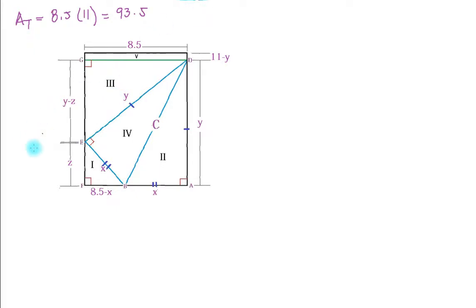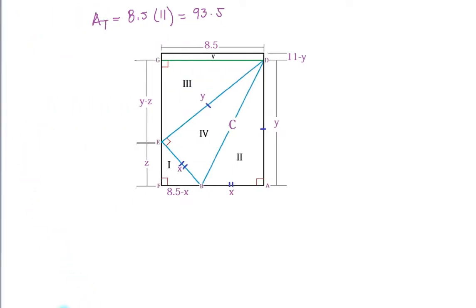The area of the first area, let's scoot over here. We have area 1, which is 1/2, because it's the right triangle, of the base, which is 8.5 minus x, times the height, which is z. Now area 2 is 1/2, because again it's a triangle, times the base, which is x, times the height, which is y. Now notice that A2 is equal to A4. So A4 is the same thing, 1/2 xy.